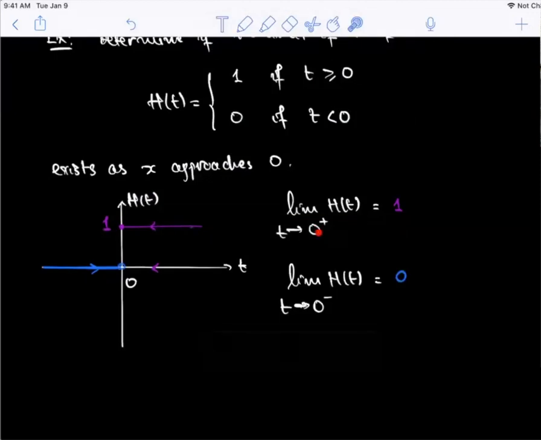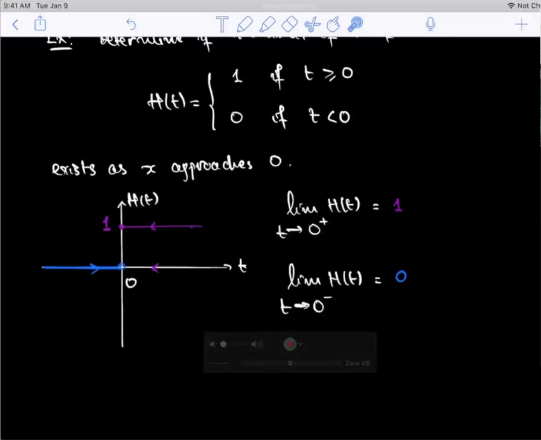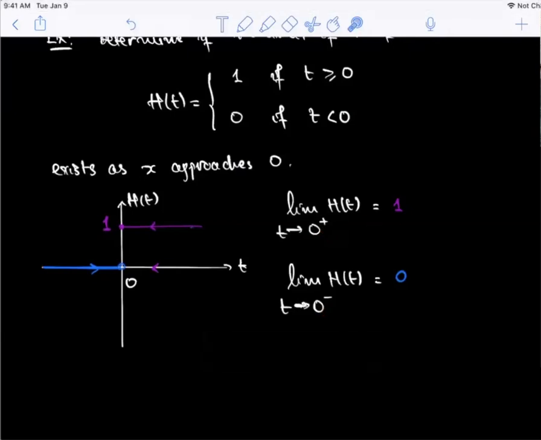So when you have 0 plus here, that means you approach 0 from the right. And when you have 0 minus here, or any value minus, that means you approach that value from the left. You can see that the left-hand limit does not equal the right-hand limit, so the limit does not exist. Makes sense to you, right?